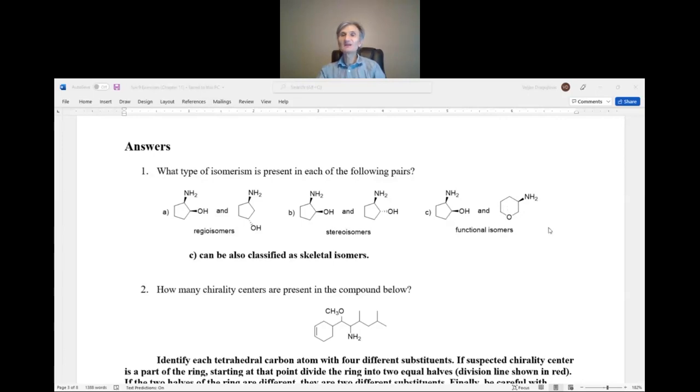So different skeletons. In this case, depending on what the options for C are, it may be multiple choice, and you would be looking for something that fits here. It's certainly not regioisomer, certainly not stereoisomer, but functional or skeletal isomers would be good. Or if you are writing an answer, then one of those two. So that's question number 1.